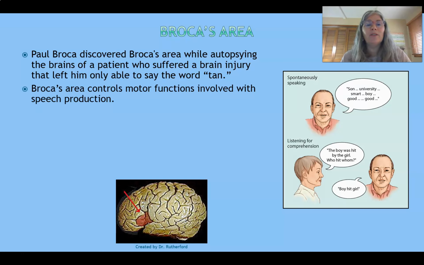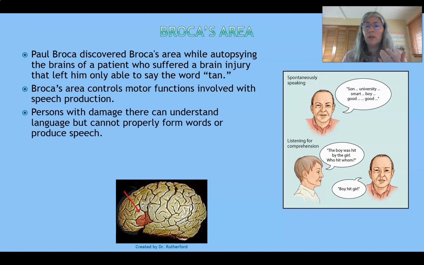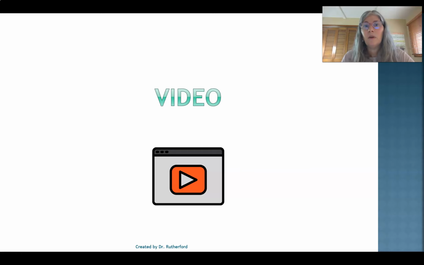So we do think it has to do something with the motor controls in the brain that help with speech development. Here's a video of a girl who has had damage to that area of her brain, so you can see how this might manifest, this type of aphasia.